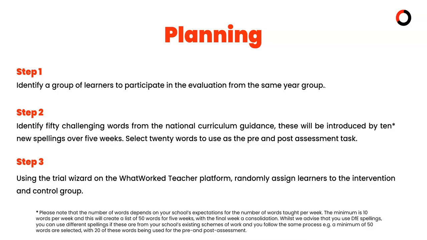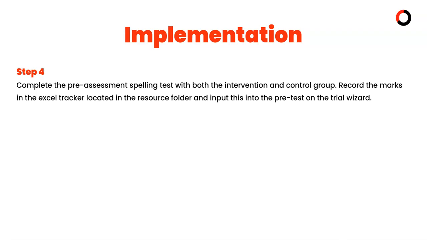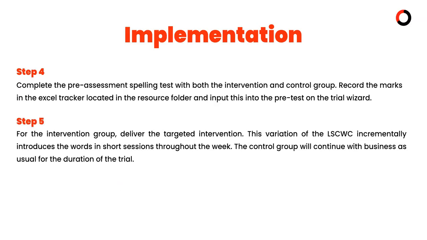Step 3. Using the trial wizard on the What Would Teachers platform, randomly assign the learners to the intervention and control group. Moving on to the implementation stage. Step 4. Complete the pre-assessment spelling test with both the intervention and control groups. Record the marks in the Excel tracker, which is located in the resource folder, and input these into the pre-test on the trial wizard.